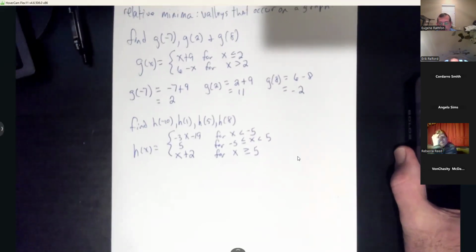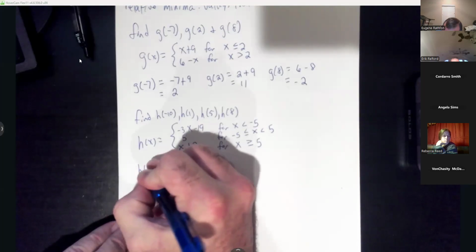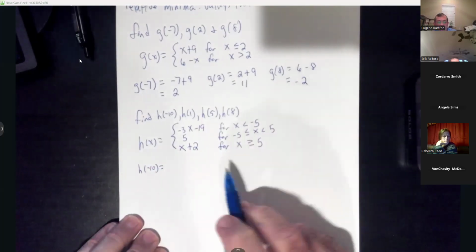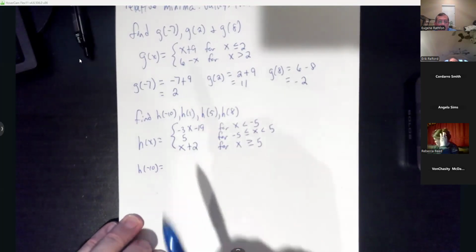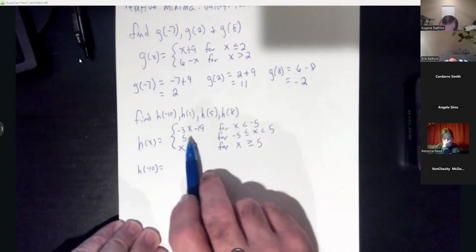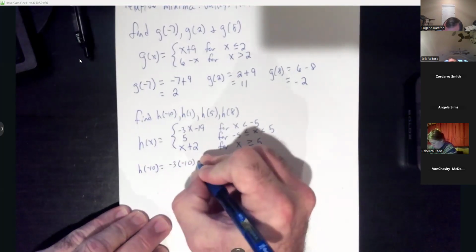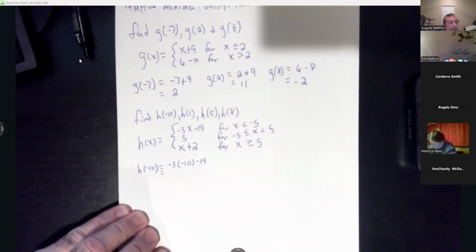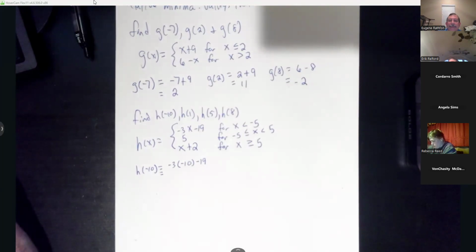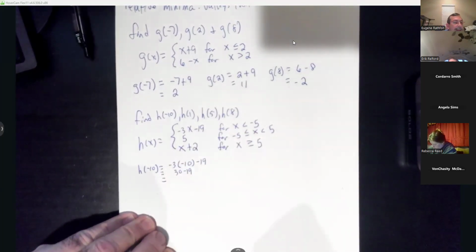All right, y'all, let me put this down just a little here. So what's first? H of negative 10. Would I use the first equation, second equation, or third equation? The first equation, good job. So I'm going to put a negative 10 in for that x. So I got negative 3 times negative 10 minus 19. That's going to give me 30 minus 19, and 30 minus 19, that's going to give me what, 11?